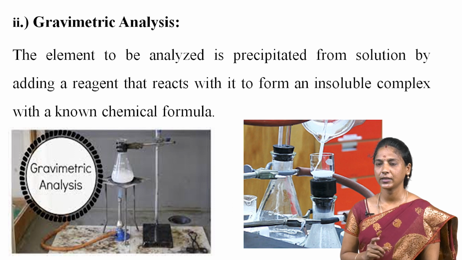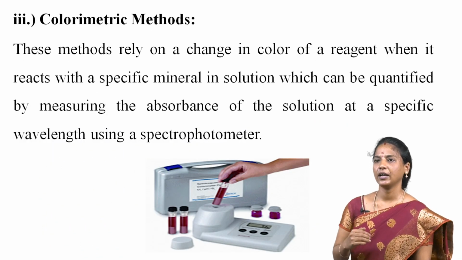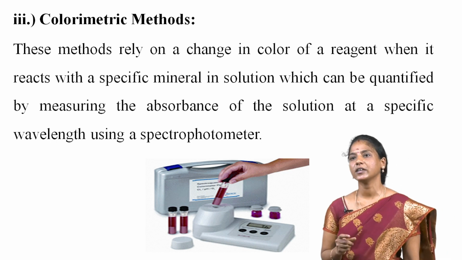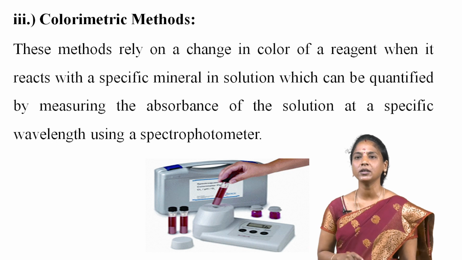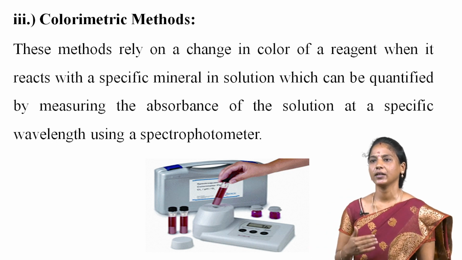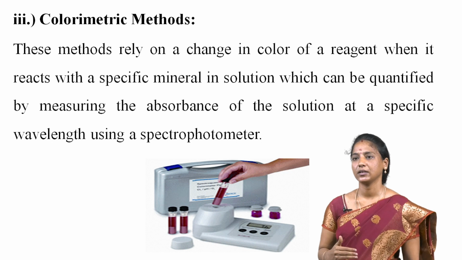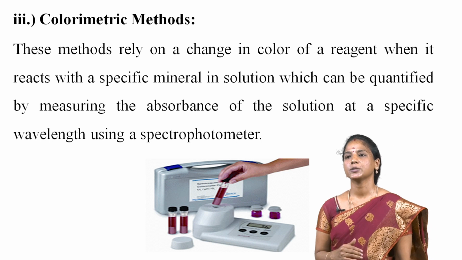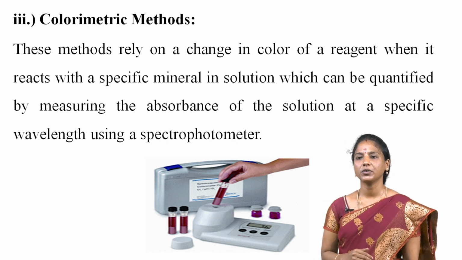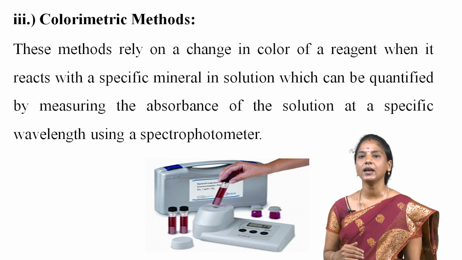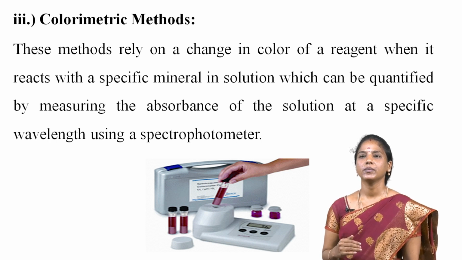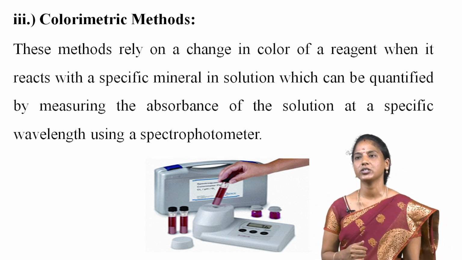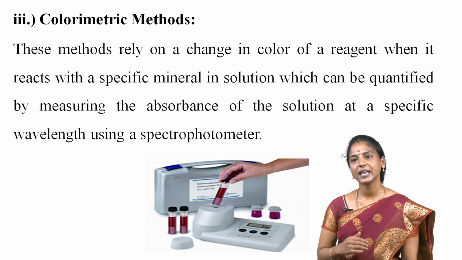Next one, colorimetric method. This method relies on a change in the color of a reagent when it reacts with a specific mineral in the solution, which can be quantified by measuring the absorbance of the solution at a specific wavelength using a spectrometer. Colorimetric methods are used to determine the concentration of a wide variety of different minerals. A dye is often used as a colorimetric reagent because it changes color when it reacts with minerals.